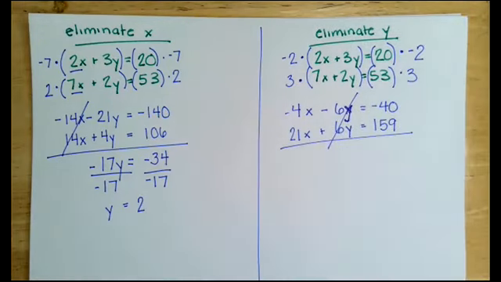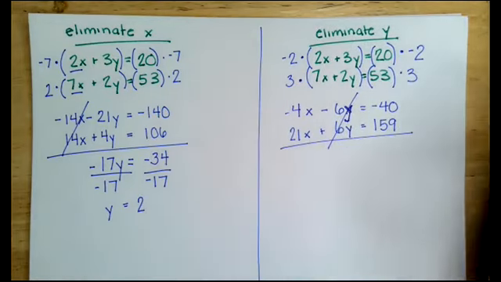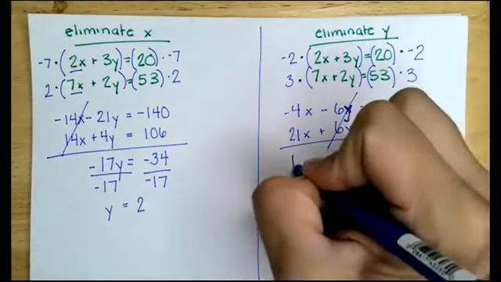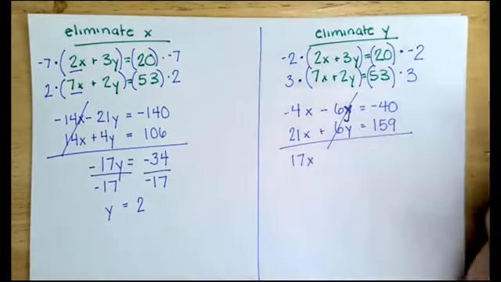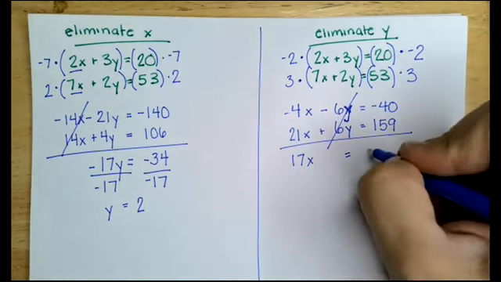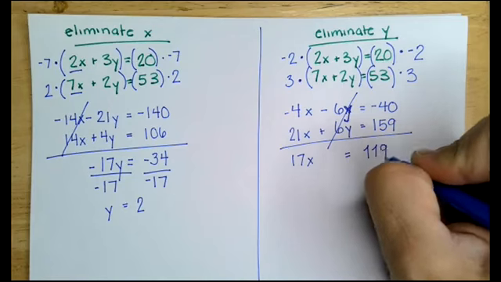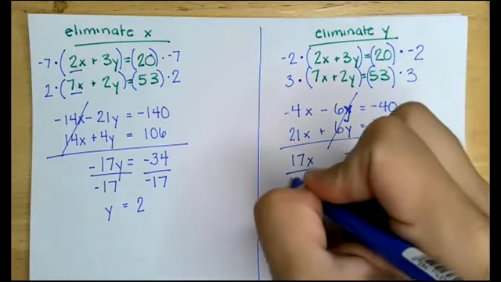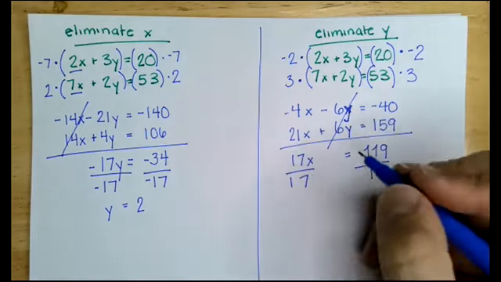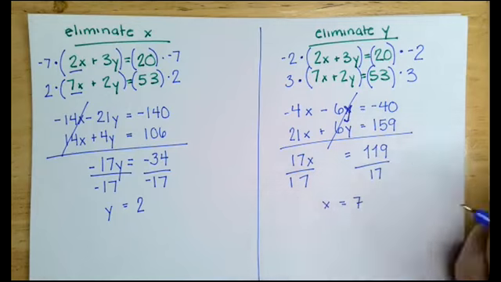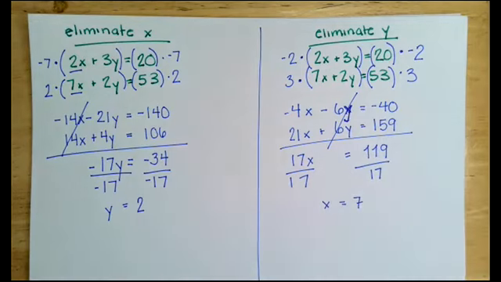Now we eliminate the y's. Oh, look, it's the same. 21 and a 4, it becomes a 17, but this time it's a positive 17. 159 minus 40 gives you 119. And then I divide by positive 17. So that gives me x is 7. Okay, so that was an example of how to eliminate either one.